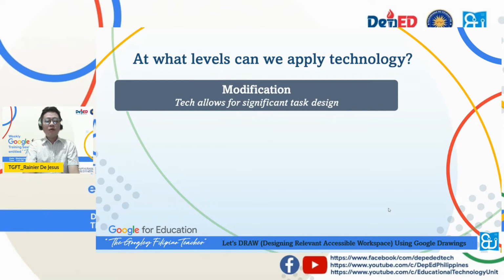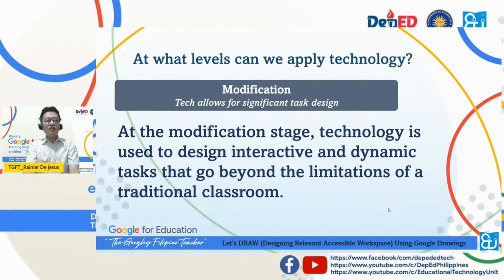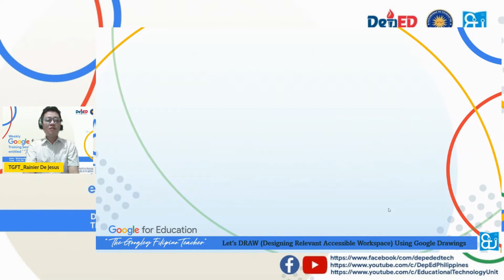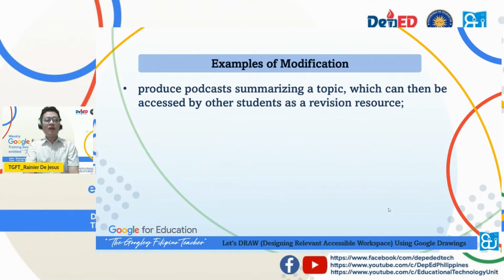At this modification stage, the technology is used to design interactive and dynamic tasks that go beyond the limitations of a traditional classroom. So let me give some examples of modification. Produce podcasts summarizing a topic, which can then be accessed by other students as a revision resource. We can use that, especially our podcasts and radio-based instruction. And this is a good example of modification.